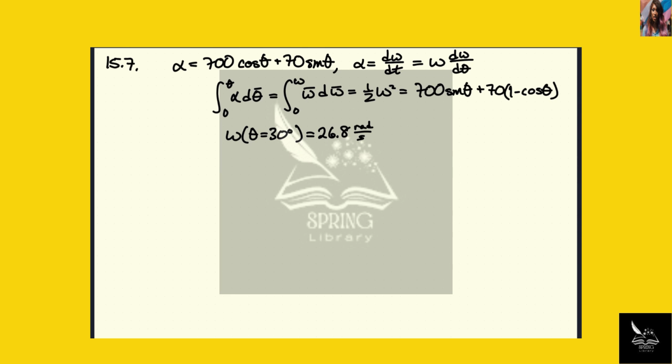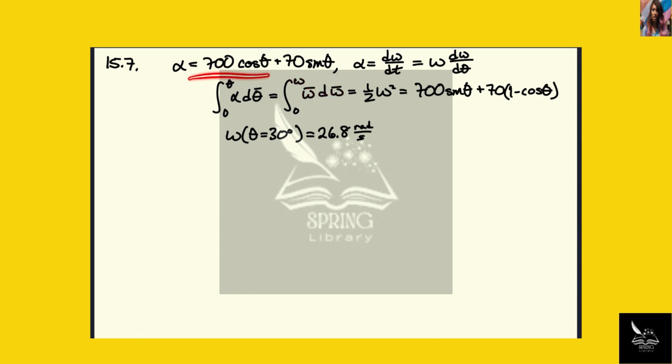Again, we know that the angular acceleration is the time derivative of the angular velocity, or we can write it as the angular velocity times the derivative of the angular velocity with respect to the angular displacement. If we separate variables and then integrate, we get an integral from 0 to theta of alpha d theta bar, and we assume it starts from rest, so omega equals 0 to omega, of omega bar d omega bar.